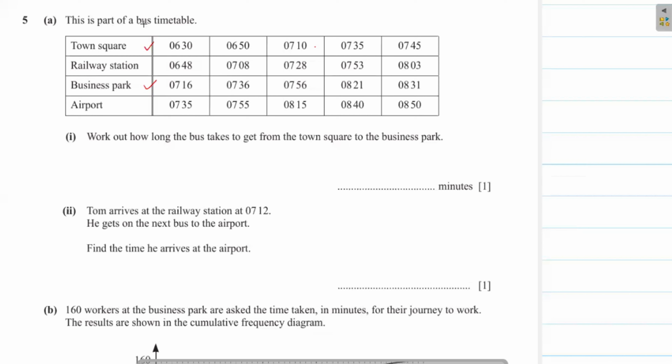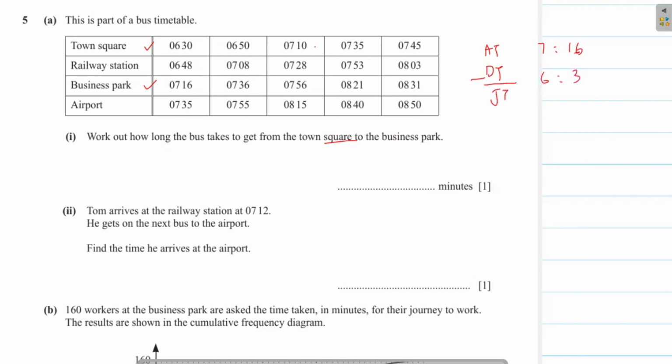Question number 5, part A. This is a part of our bus timetable. Work out how long the bus takes to get from the town square to Business Park. Now we have to find the journey time from town square to Business Park. Therefore, the journey time will be equal to arrival time minus departure time. That's equal to journey time. And the arrival time is 7:16 and the departure time is 6:30.